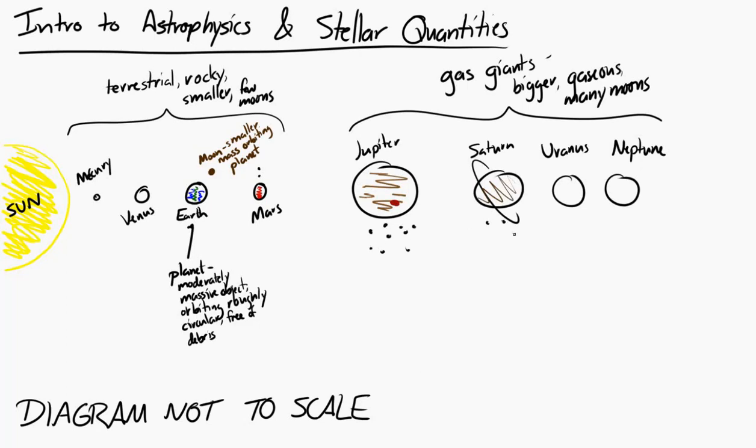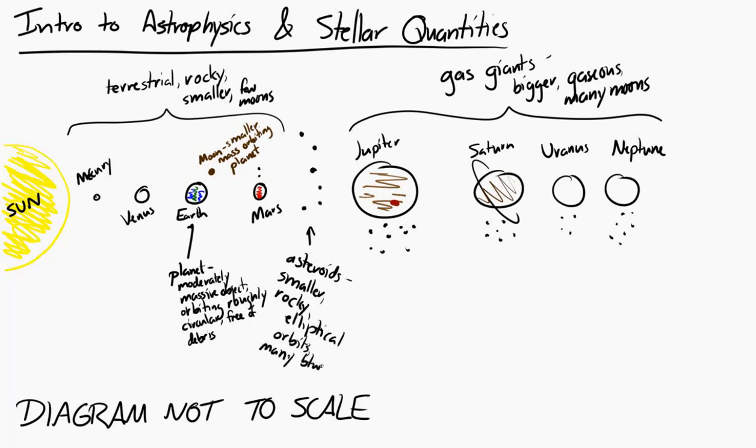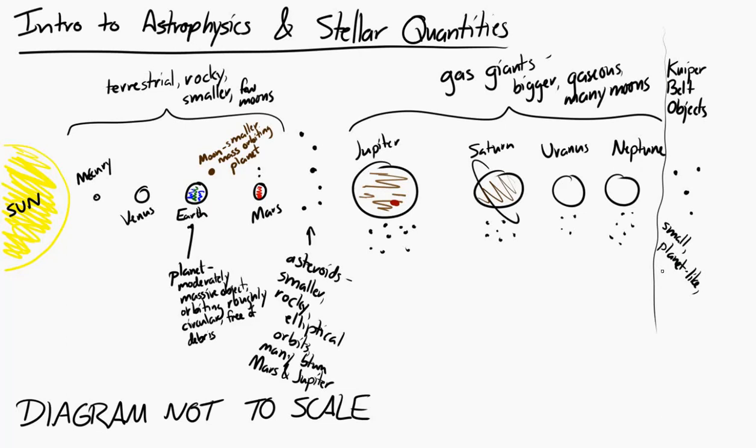Now, other objects within the solar system are asteroids. Asteroids are smaller, rocky objects that travel in usually elliptical orbits. Many of them are found between the orbits of Mars and Jupiter, but sometimes they stray. Out beyond the orbit of Neptune, there are Kuiper Belt objects. These are small planet-like things, but they're also kind of like big asteroids with a lot of ice. These are things like Pluto, and there are other ones called Eris and Makemake.